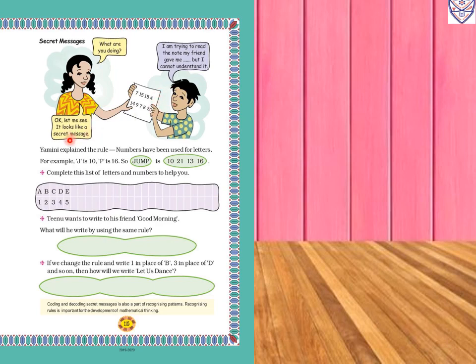So Yamini explained the rule. Numbers have been used for letters. So for letters, numbers are used here. For example, J is 10, P is 16. So jump is 10, 21, 13, 16. Complete this list of letters and numbers to help you. So first we will complete this, then only we will come to understand.